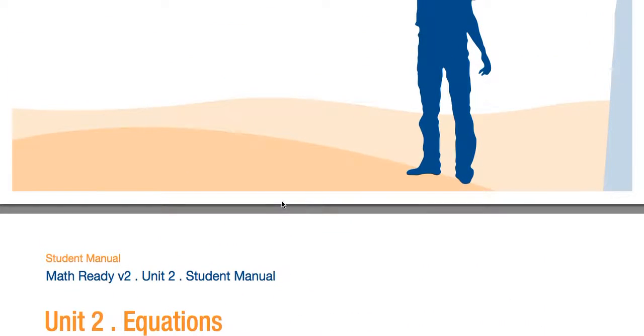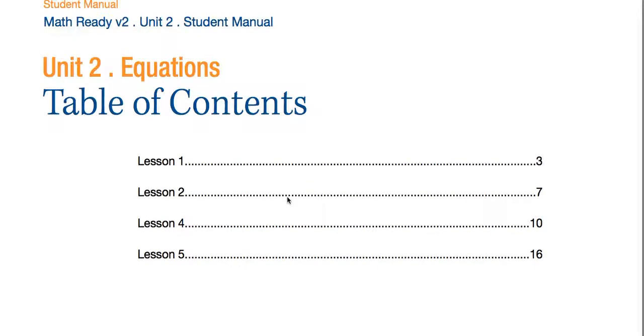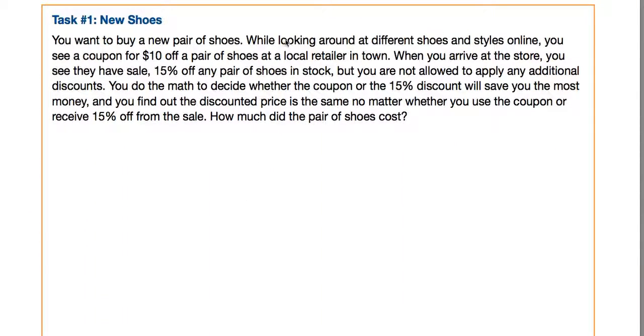Okay, so for this first part, I'm going to go through the Unit 2 module packet. I'll go through some of the problems, and if you have questions, you can write me back. If you'll pause the video and read this, then we'll do it together. After you have read that, you should know that if you take $10 off, it is going to give you the same price on this pair of shoes as if you took 15% off.